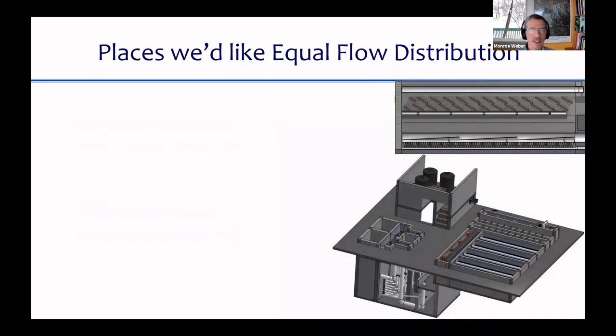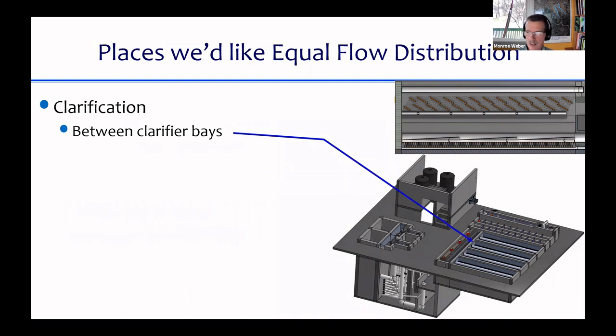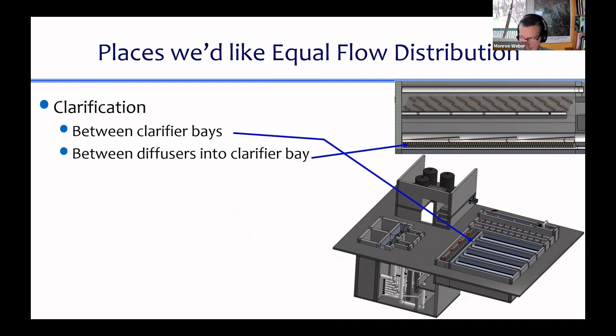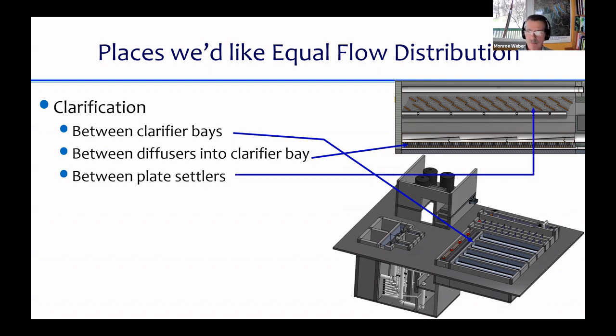So here's some places where there are parallel flow. In the clarifier, in this design, there are 4 clarifier bays. So we want the water to distribute uniformly and flow in parallel through those 4 bays. In each bay, there are something like 100 diffusers that are pointing down into the bottom of the tank. And we would like the same flow out of each of those diffusers. There are plate settlers, and we would like the same flow going through each plate settler.